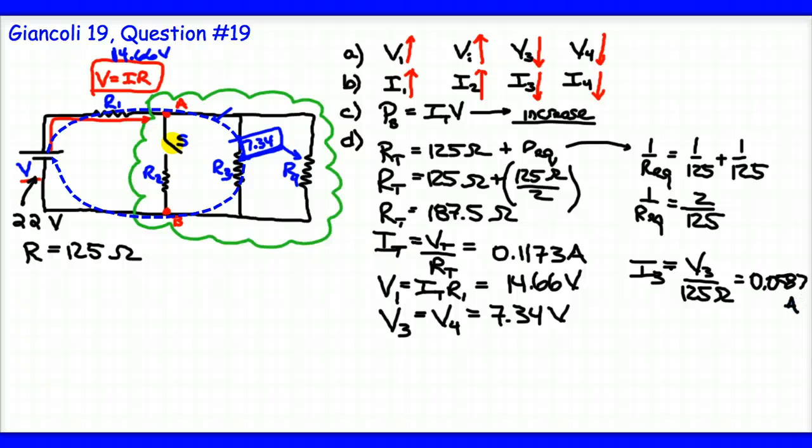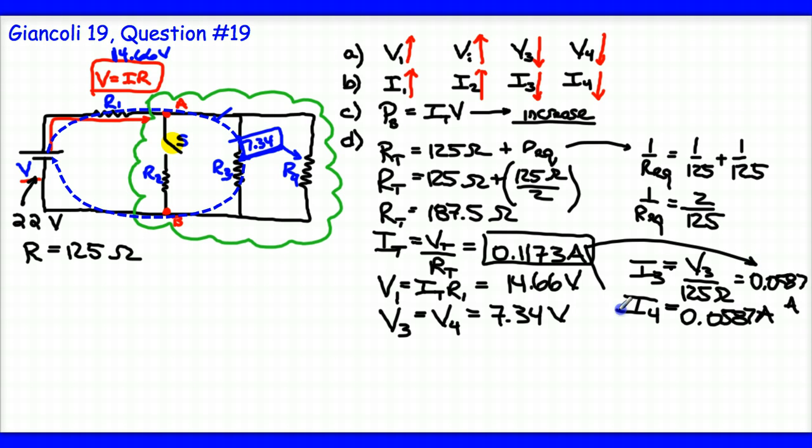So I can also say then that the current flowing through resistor 4 is going to be the exact same thing because I have the same voltage and the same resistance. So I get 0.0587 amps. And you'll notice that these are each exactly half of my total current of 0.1173 amps. So when I take a look at this total current, it's divided equally between the currents flowing through branches 3 and 4 respectively.